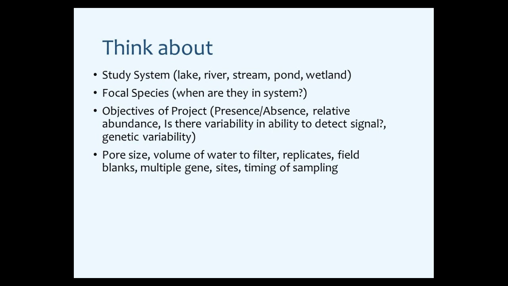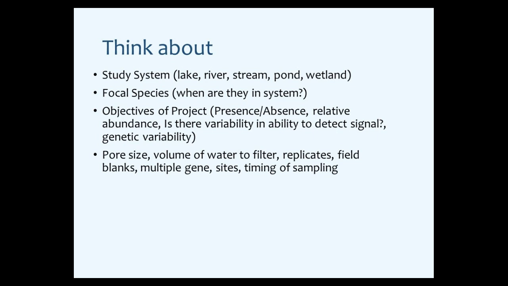For the different species you're looking for, when are they in the system? So is your timing for when you might sample correct? What are the objectives of your project? Again, do you want to get at the presence, absence, the relative abundance? Is there any variability in your ability to detect signal? Essentially what's out there, higher water temperatures or air temperatures. Just high temperature degrades your DNA, higher pH degrades your DNA. How you're transporting your samples, those are things you have to be thinking about.